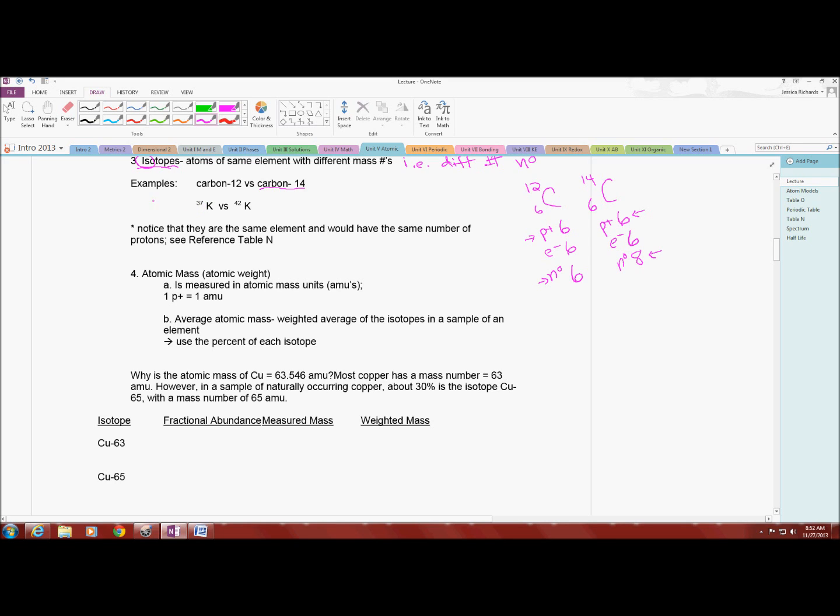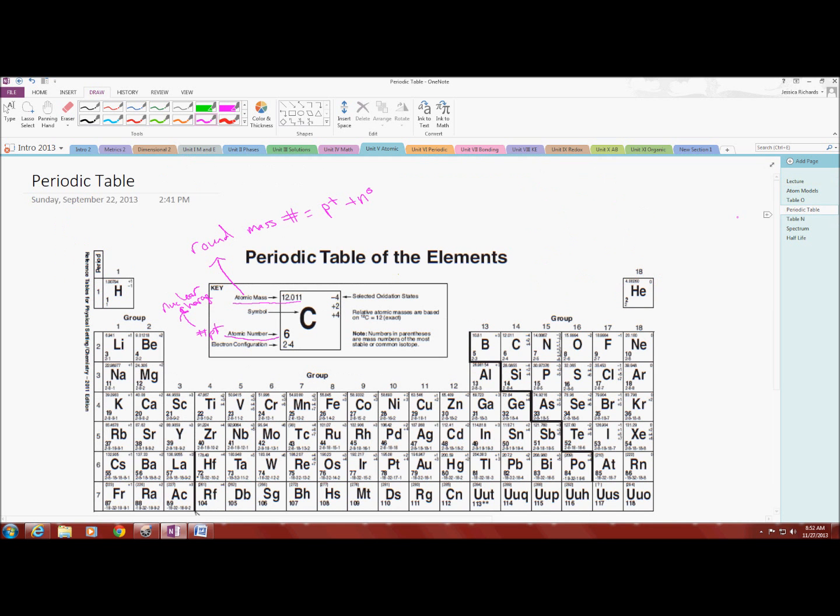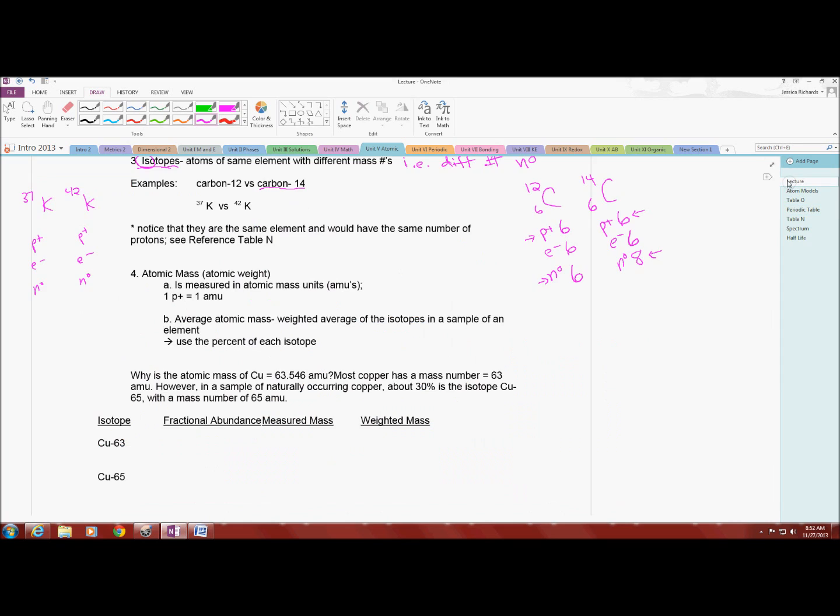So let's compare potassium-37 to potassium-42. Now if I want to know how many protons, electrons, and neutrons there are, I need one more number. And that number is the atomic number, and we find that on our periodic table. So on the periodic table, we find potassium. Potassium is element 19. So I can put 19 in for my atomic number, the 19 I got from the periodic table.